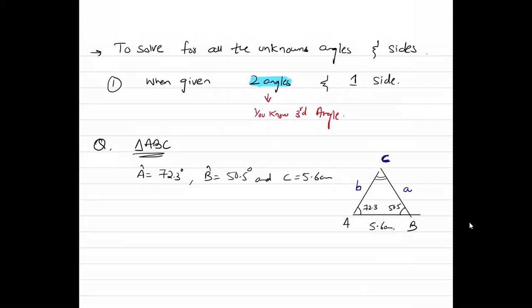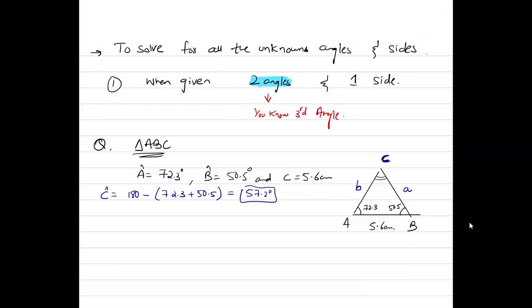So first let's find angle C. How can we find angle C? We subtract from 180. So for angle C, you can subtract the sum of 72.3 and 50.5 from 180. 57.2. Okay, so 57.2 degrees is the answer for angle C.